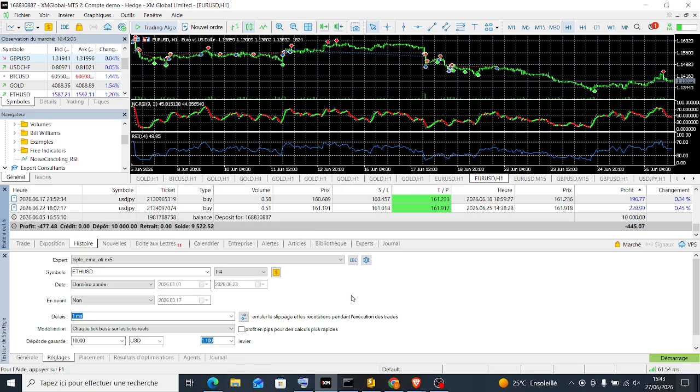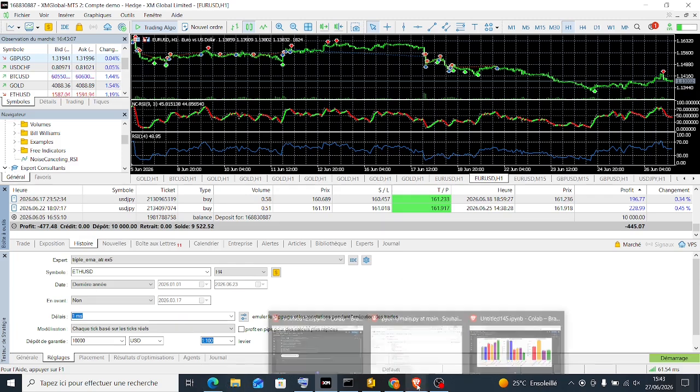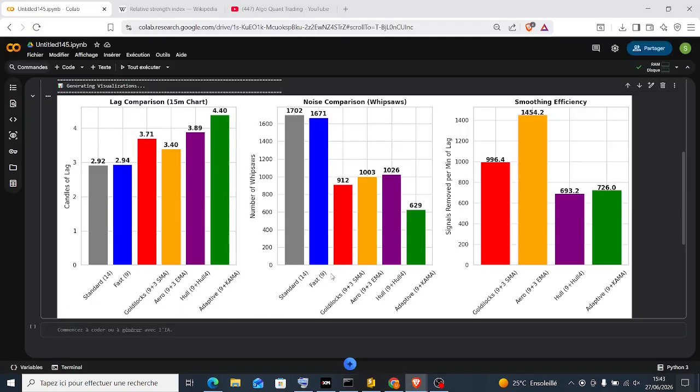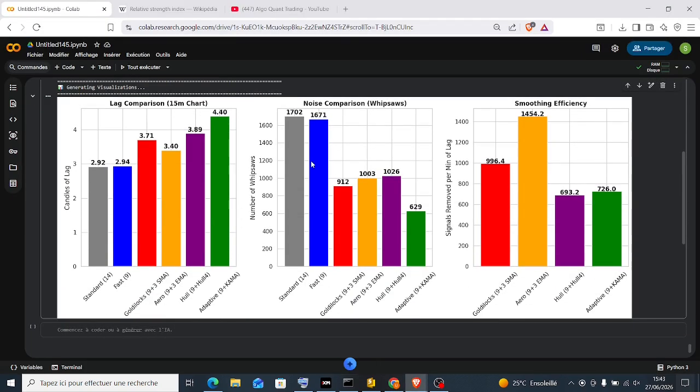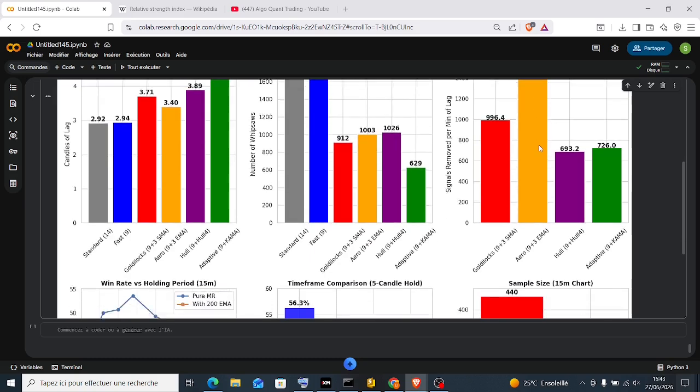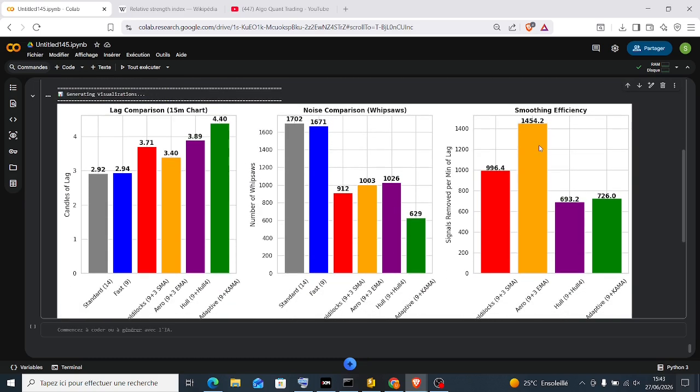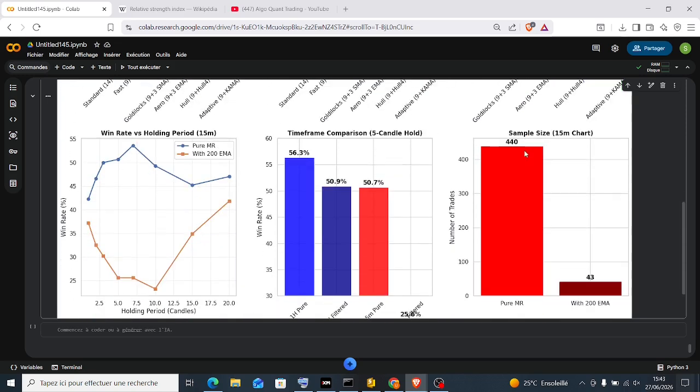Here's what we covered today. Standard RSI generates 1,708 false signals. The Goldilocks RSI cuts that to 1,052, a 38% reduction. The Aero RSI has the best smoothing efficiency at 92.7 signals per minute of lag. Adding a trend filter works on 1-hour charts but destroys 15-minute performance, dropping win rate from 47% to 34%.